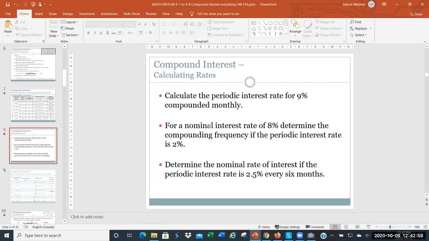Okay, let's go to the next example. Here we have it. For a nominal interest rate of 8%, determine the compounding frequency if the periodic interest rate is 2%.